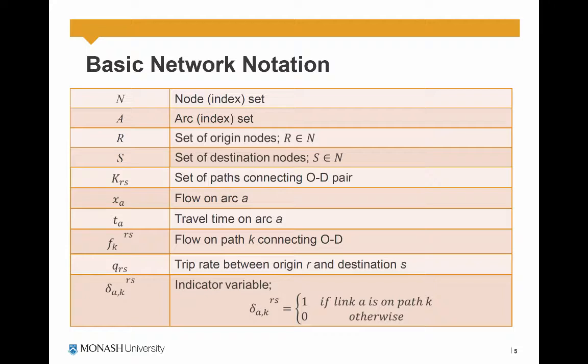x_a is the link volume or flow on link or arc a. Small t_a is the travel time of link a. f_k^rs is the flow on path k connecting origin r to destination s. q_rs is the demand between origin r and destination s. And there is an indicator variable represented by delta_a,k^rs, which is 1 if link a is on path k, and otherwise it's 0.